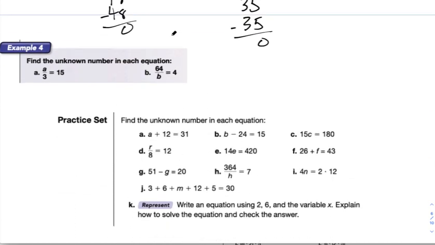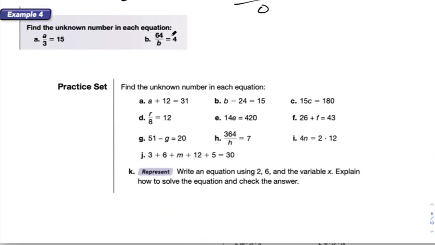The final example we have before our problem set is this. We're doing some division, right? Remember, when we have a fraction bar, we can think about it as division. So part A can be written as the variable a divided by 3 is equal to 15. Some big number divided by 3 is 15.